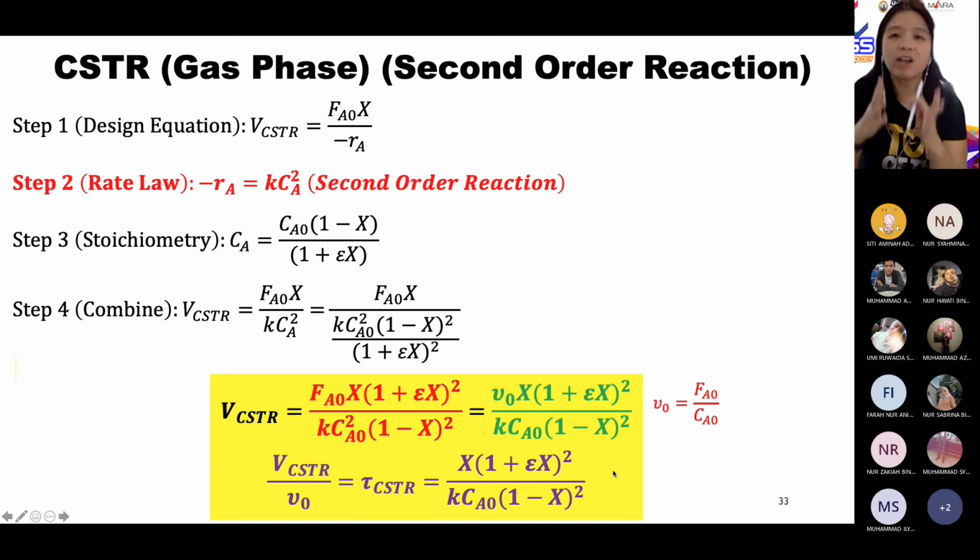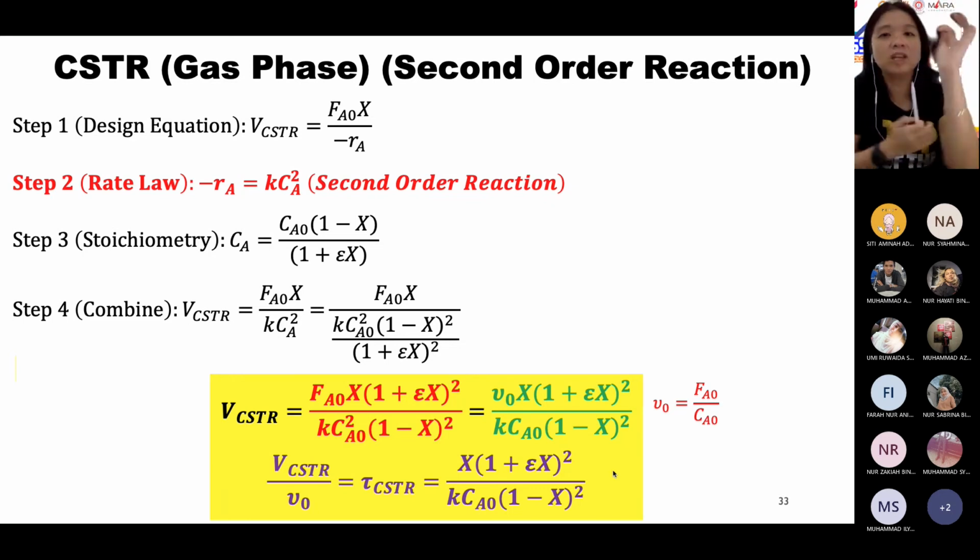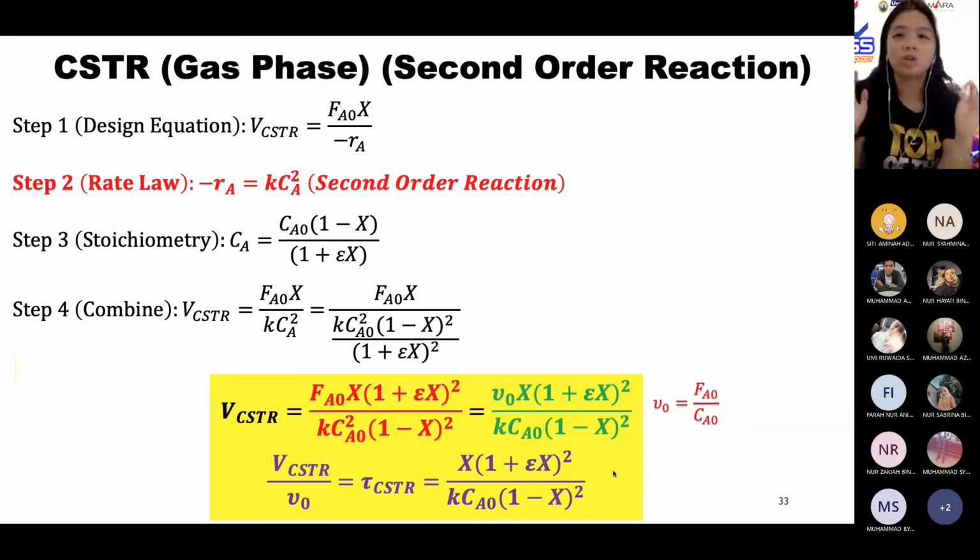Okay, so you can see that dia definitely design equation dia akan berubah lah kan, sebab rate law dia tadi KCa, sekarang dah KCa square, automatic when Ca tu dah menjadi kuasa 2, equation dia pun akan berubah. Okay, so remember kalau dalam test, dalam exam, as I told you, you don't have to memorize.